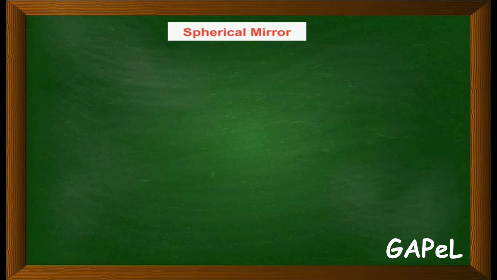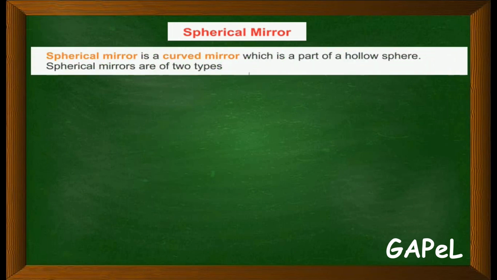Spherical mirror. So what is a spherical mirror? A spherical mirror is basically, what you know, a curved mirror which is a part of a hollow sphere.